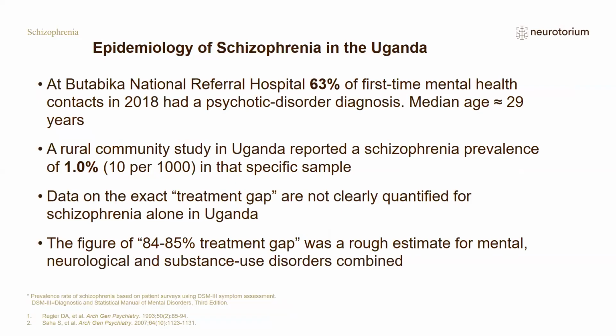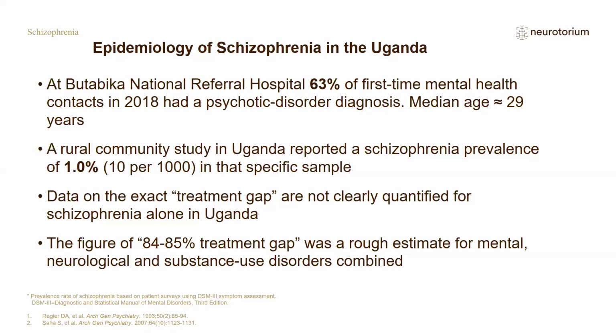So at Butabika National Referral Hospital, some data collection was done, and it was found that about 63% of first-time mental health patients in the year 2018 had been diagnosed with a psychotic disorder, with schizophrenia making up a very large portion. And the average age of these people was 29 years old. This shows us that schizophrenia mainly affects young adults, and sadly in their most productive years. Then a study done in rural Uganda found a prevalence of about 1%, which seems to align with our global figures.